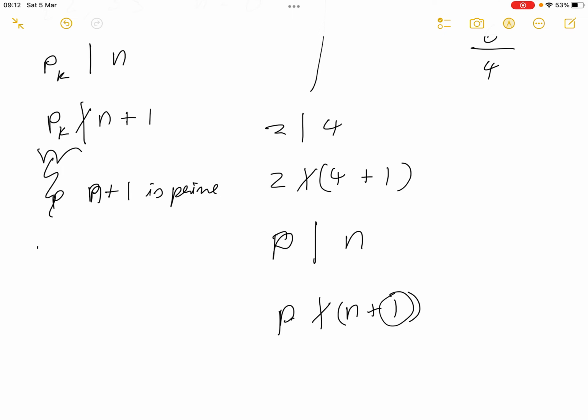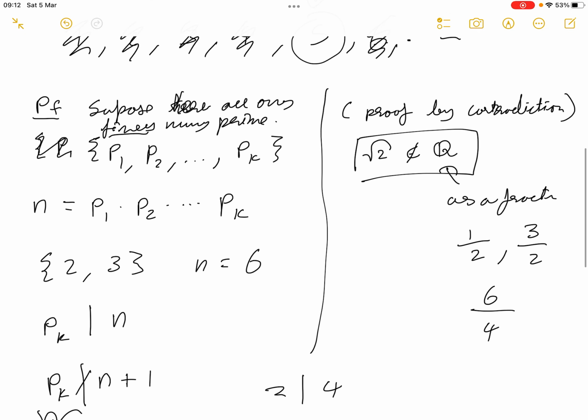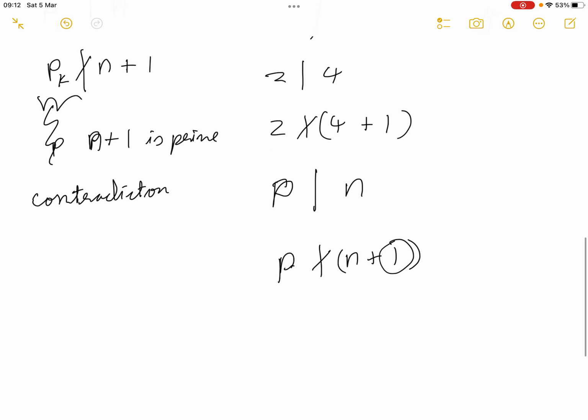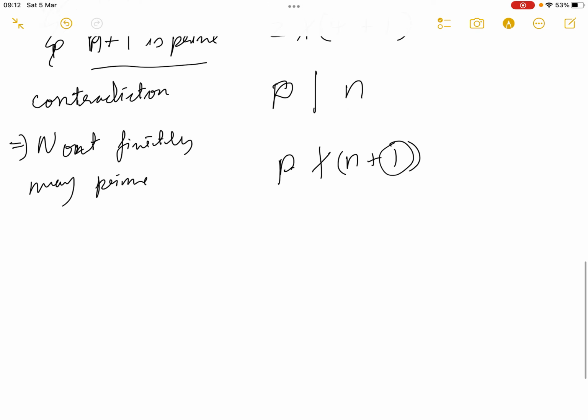So this actually means there's a contradiction. We said one thing, right, which is there's only finitely many primes and that those are all in this list, right? But now we found a prime that's not in the list. So now that means that there is not finitely many primes, and therefore there's infinitely many primes.